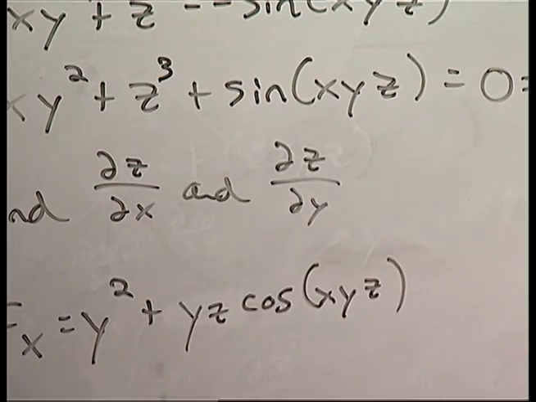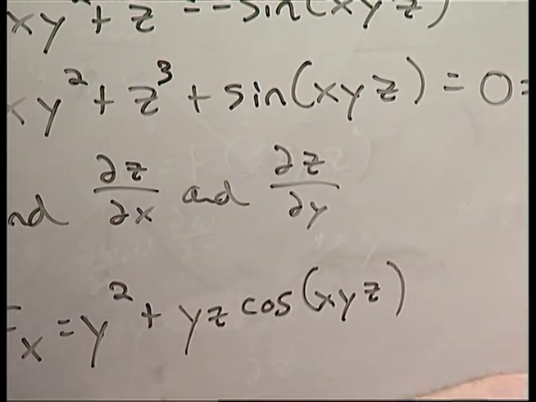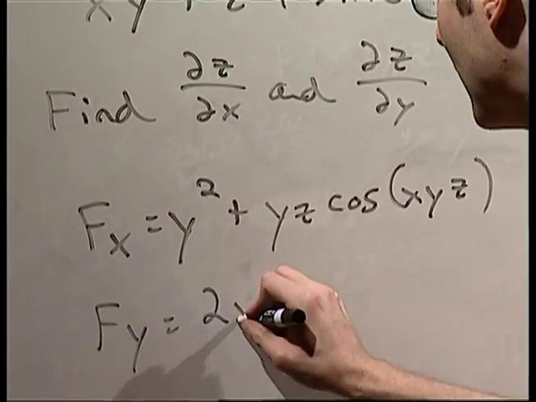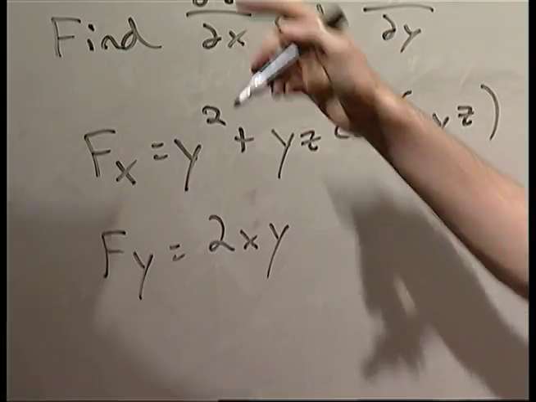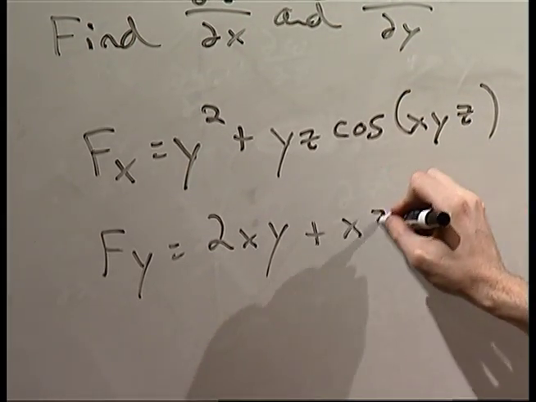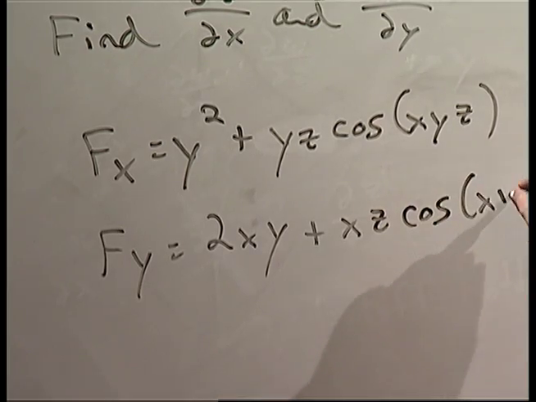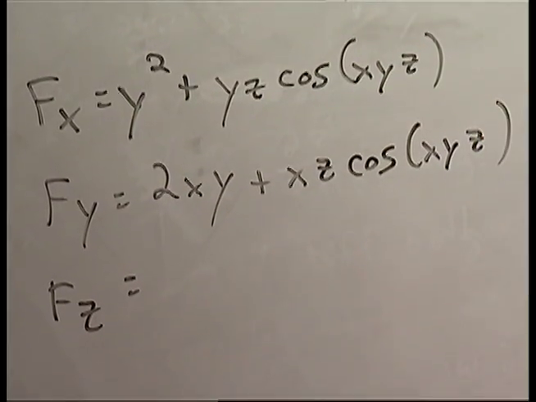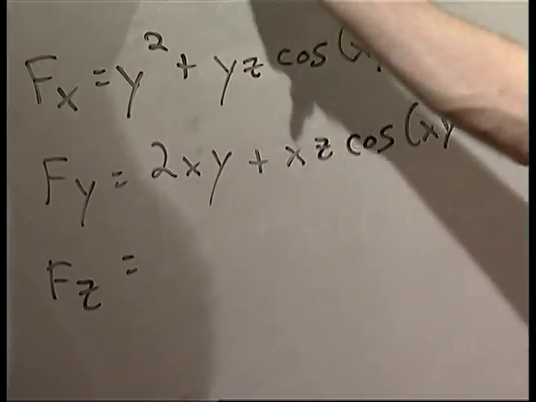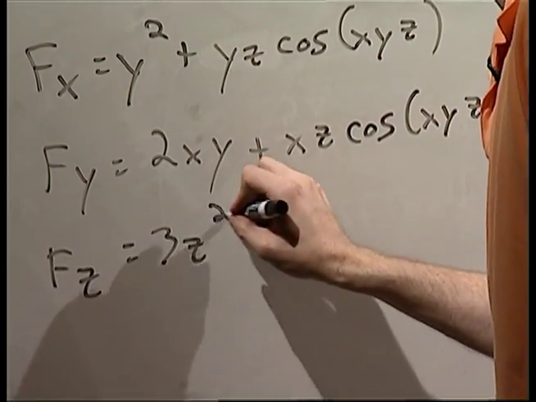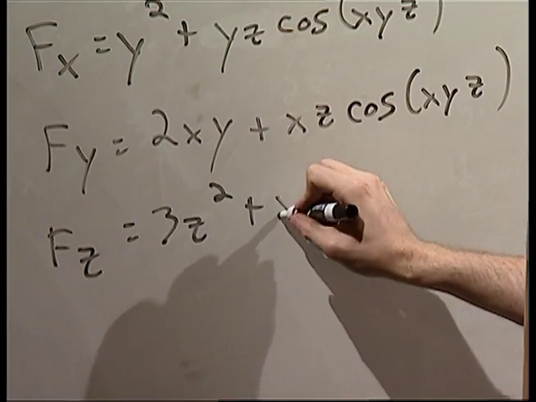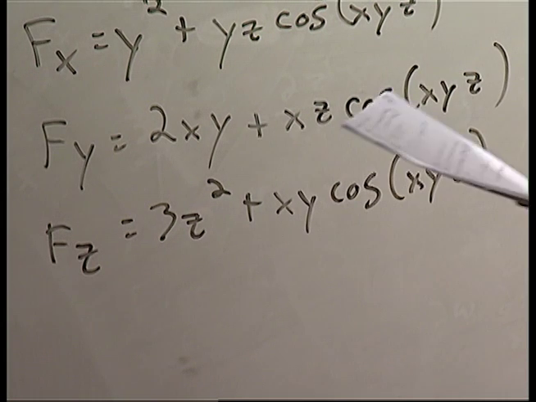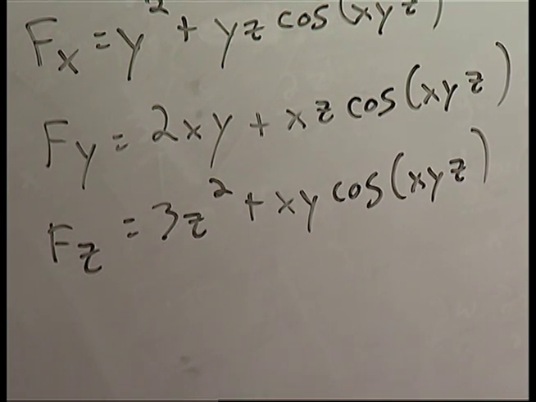We want partial z, partial x, and partial z, partial y. So fy, we can do this too. We get a 2xy. Nothing happens here. This is xz cosine xyz. And partial f partial z. Nothing happens over here. This is 3z squared. And this is xy cosine xyz. Right? And so now, that was very short and easy.